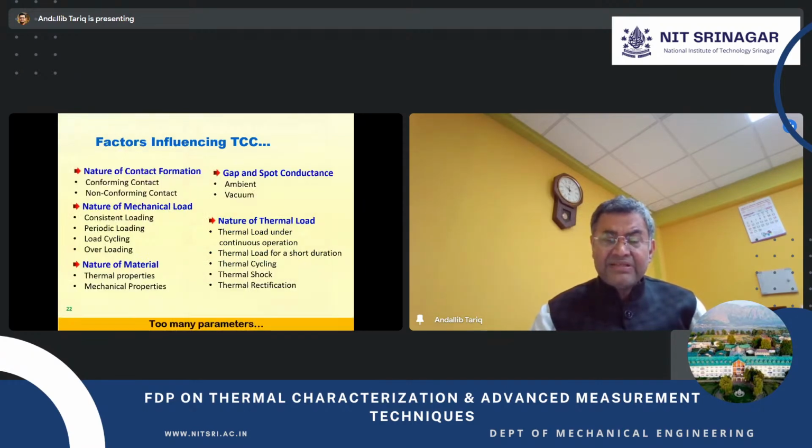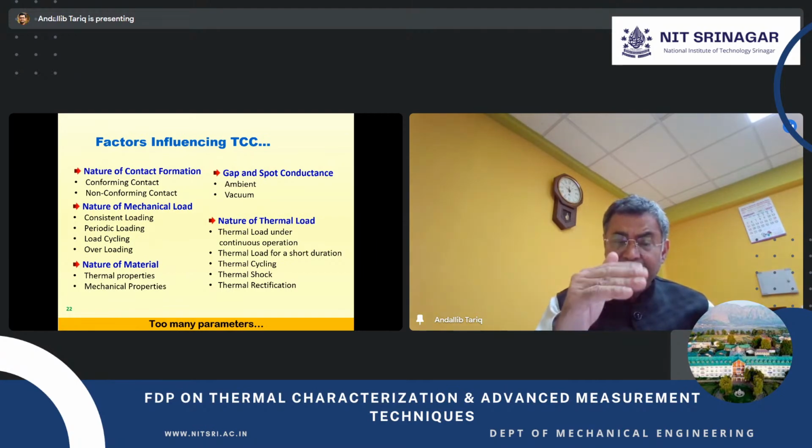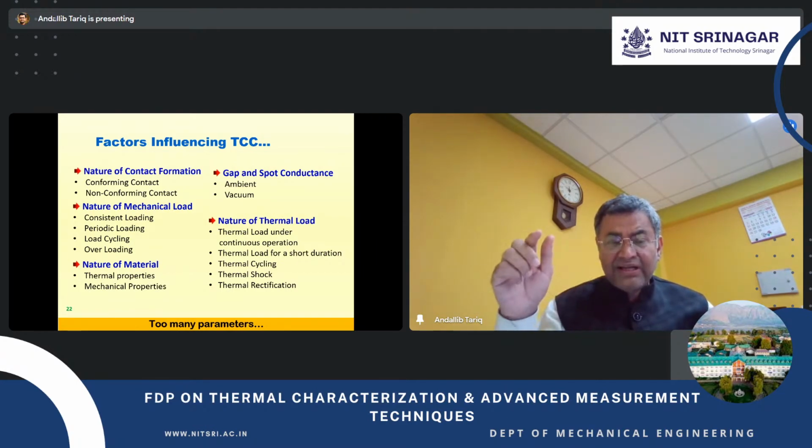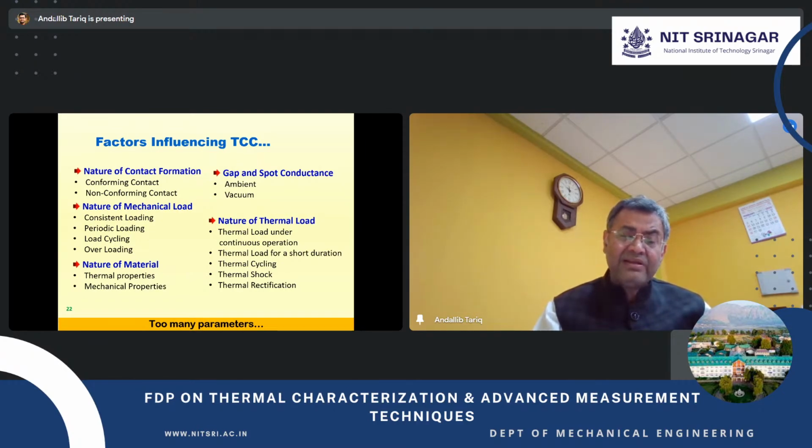Now, if we ask what the factors are that directly influence the PCC, these are the broad factors. First, nature of contact formation: whether it is a conforming surface or a non-conforming surface, meaning it is directly mating completely or there are some circular contacts. Second is mechanical loading: whether it is consistent continuous loading, periodic loading, or load cycling, overloading, these kinds of multiple factors.